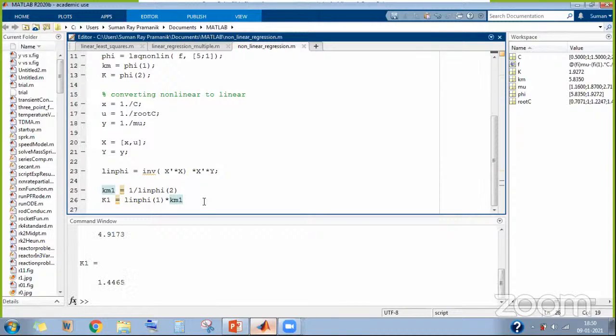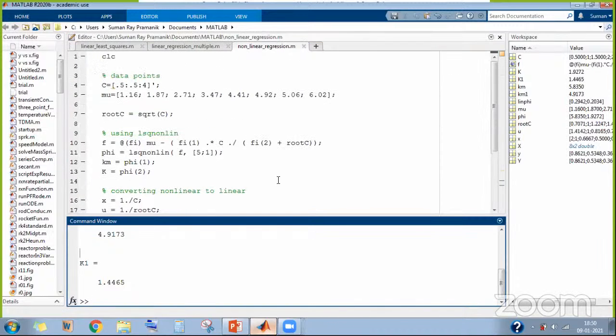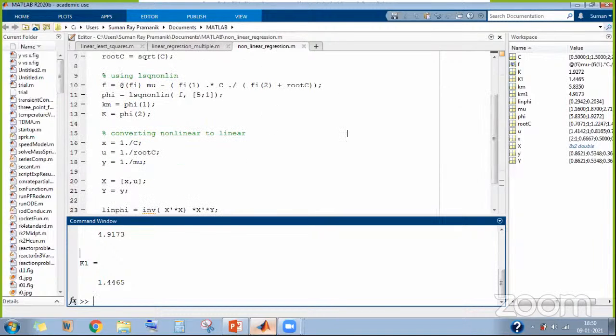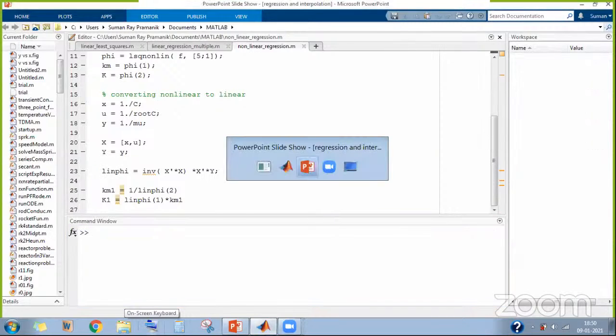So let's run this. Now we are getting km1 as 4.9173 when converting the nonlinear to linear, whereas in the first case we got a km of 5.8350. And for K1, we are getting 1.4465, whereas in the earlier case, using the MATLAB function, we got 1.9272. So this is how you do a regression of a nonlinear function. And if you want to convert the nonlinear function to a linear one, you can use this method of multiple regression. Now I'll clear this and we'll move ahead to the next topic.